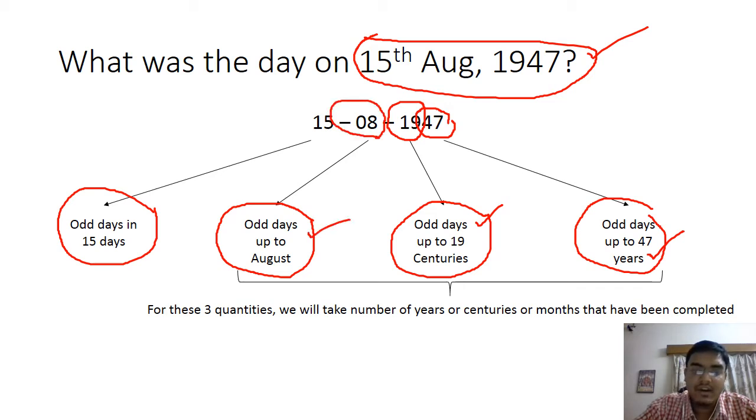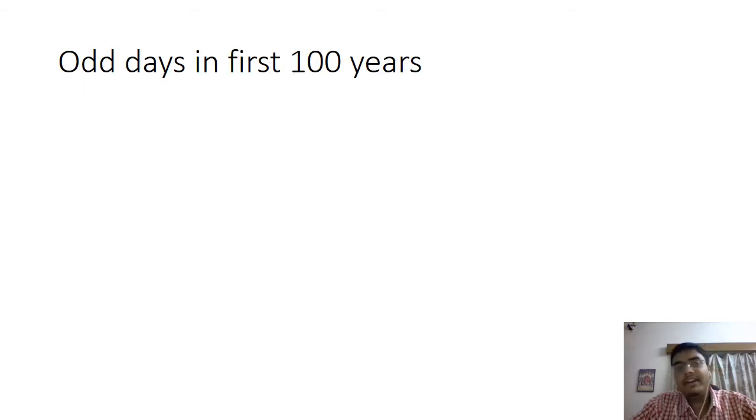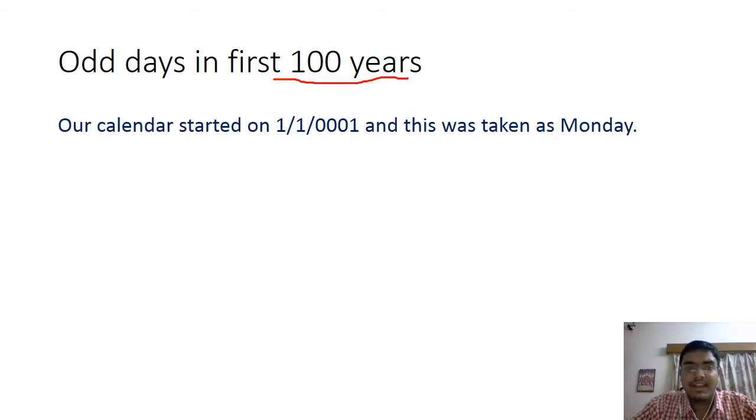So how do we take out these codes? Let's have a look at that. First of all, we'll find out the odd days in first 100 years. So our calendar started on 1st January 0001, and that was given the day as Monday because it was our first day. So number of odd days was 1, and we saw earlier that 1 odd day means Monday. 0 was Sunday, 1 was Monday, and 6 was Saturday.